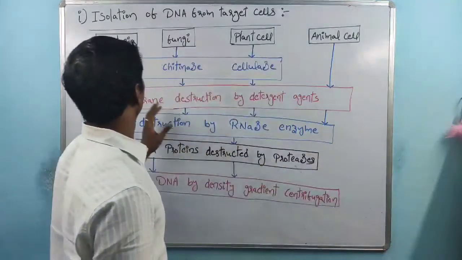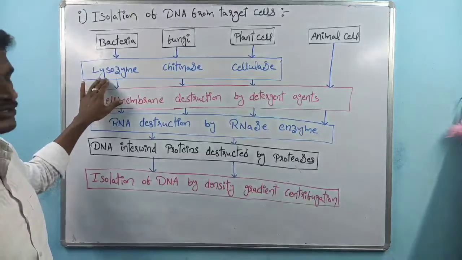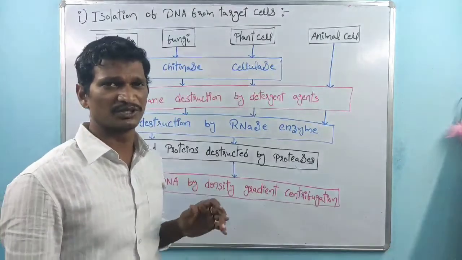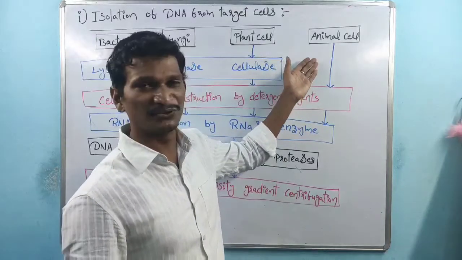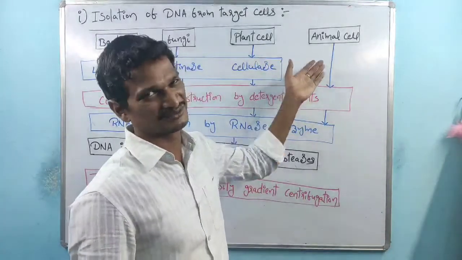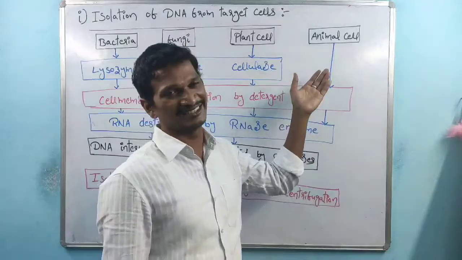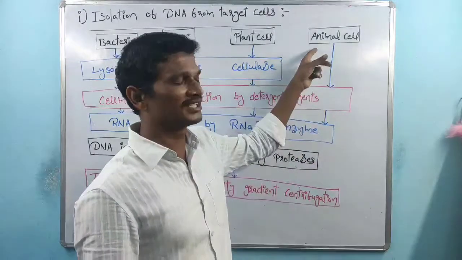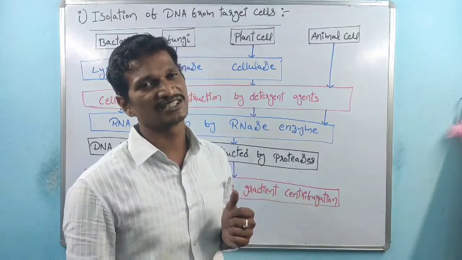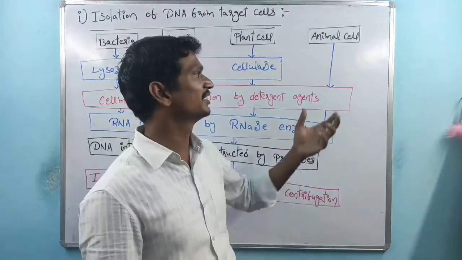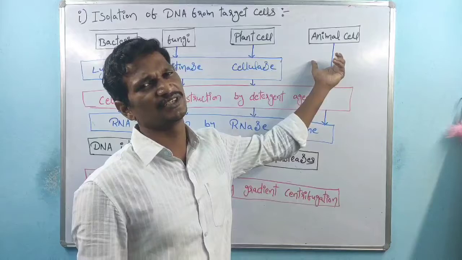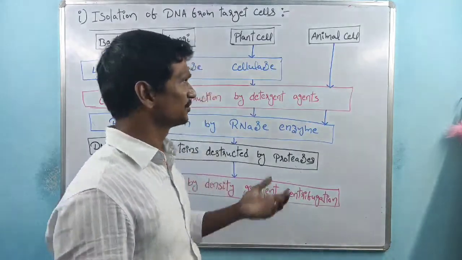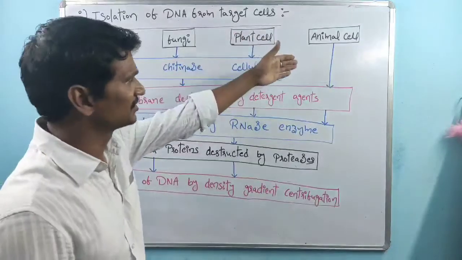So, bacteria, lysozyme; fungi, chitinase; plant cells, cellulase. Some students may be thinking, sir, you forgot to write something here. No, I have not forgotten. Animal cells do not have cell walls. Animal cells are not having cell walls. That is the reason why we need not mention any enzyme here. There is no cell wall, so there is no usage of enzyme, right? So that is about animal cells.